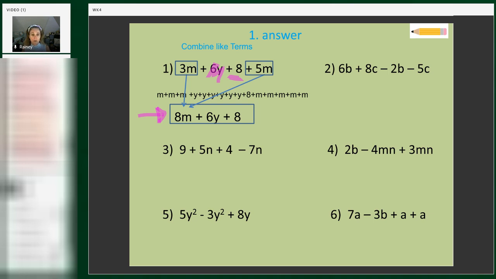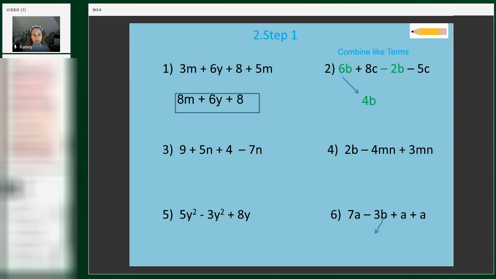All right, let's go to number 2. 6b minus, right there, 2b. Underline that with your colored pencil. Those are going to go together. And then we cannot put the c's with the b's. The c's have to stay with the c's. So put our b's together. Then we're going to put our c's together. There it is. 4b plus 3c.